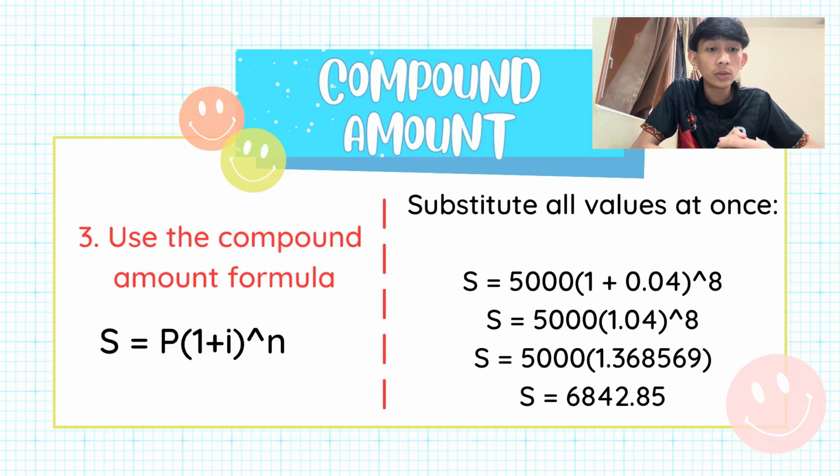Then we use the compound interest formula. The formula is S equal to P open bracket 1 plus I close bracket to the power of N. Substitute all the numbers. S equal to 5,000 open bracket 1 plus 0.04 close bracket to the power of 8. S equal to 6,842.85.